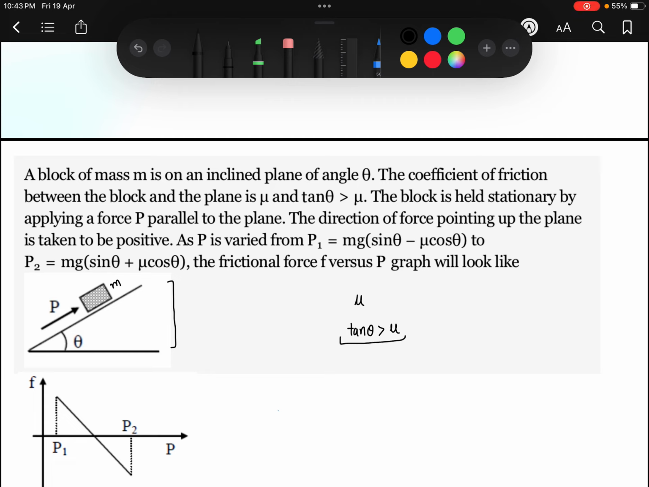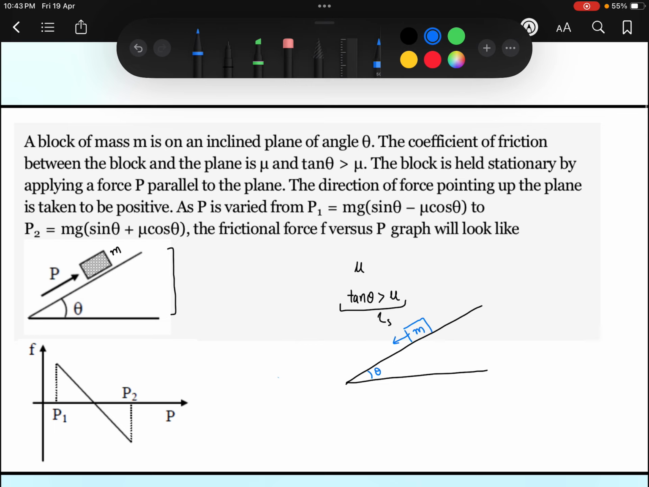So what does it mean? Like this is the inclined plane and this is our block of mass m here. This is angle theta. If tangent theta is greater than mu, that means this block is having the tendency to move in the downward direction along the plane. That means friction will not be sufficient to hold it with the plane, right?